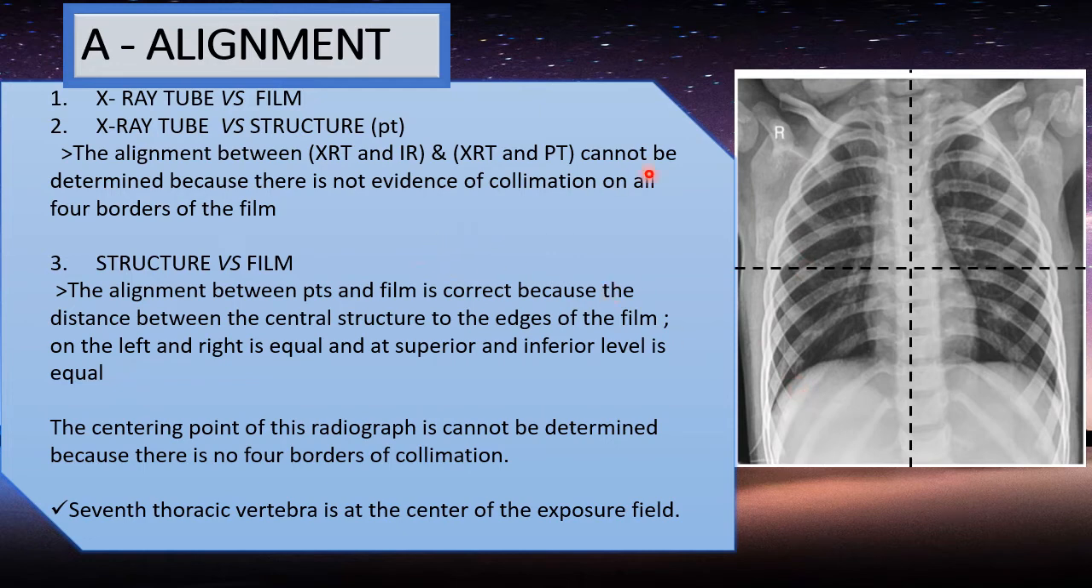Third, the structure versus film. The alignment between patient and film is correct because the distance between the central structure to the edge of the film, which is to the left and right, is equal, and the superior to the inferior level is equal. So the centering point of this radiograph cannot be determined because there is no four borders of collimation. So the 7th thoracic vertebra is at the center of the exposure factor.